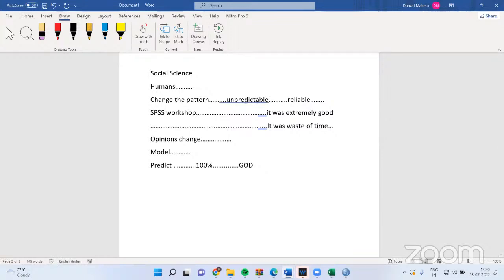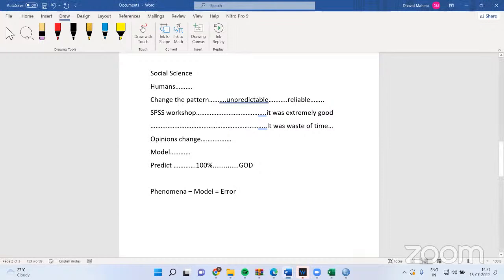It means that any phenomena which we are studying with the help of a model will have some error. Do you agree? We cannot have anything 100%. Say yes or no. Do you agree? Yes, sir.